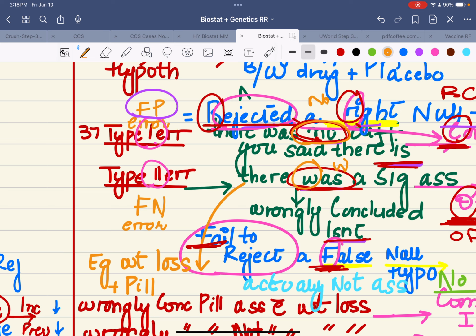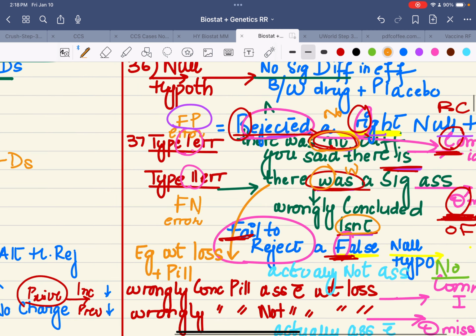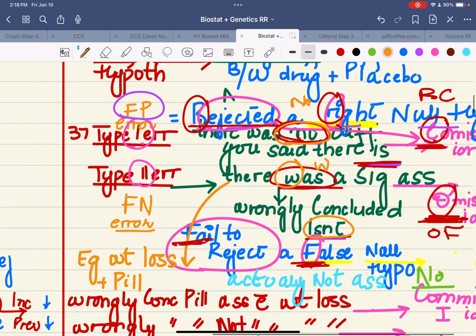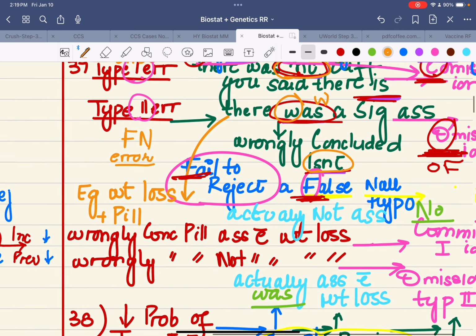So type 1 error, there is actually no association, but you said that there is. And type 2 error, there was an association, but you said that there isn't an association. And another way to put type 2 error, it's a false negative error. There was something that existed, but you falsely said that it doesn't exist or is negative, so it's a false negative error. Okay.